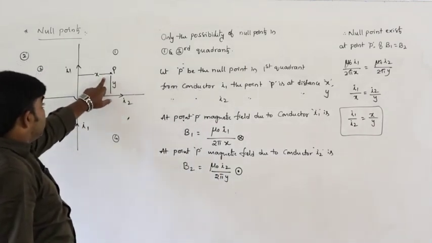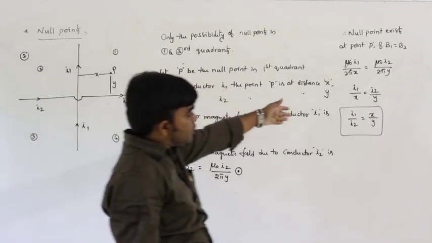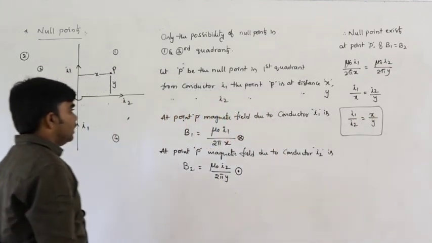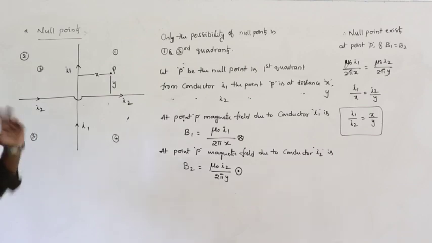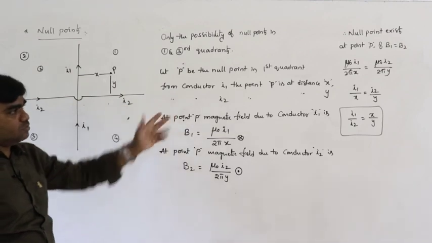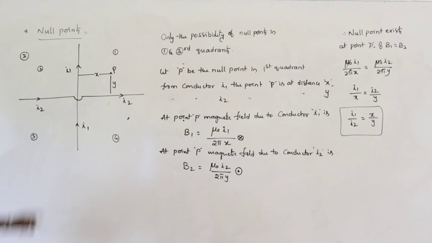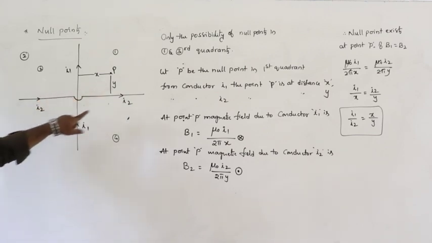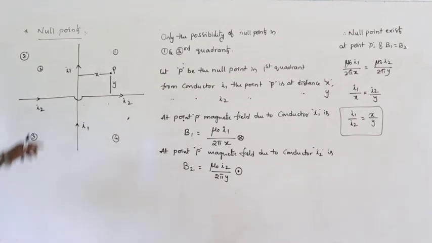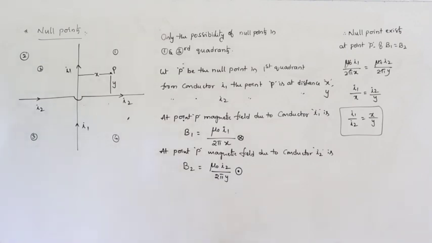At the point P, if the null point exists, then what is the ratio of currents? I1 by I2 is nothing but the ratio of their distances. Ratio of distance is nothing but ratio of their currents. So that's all. This is the possibility of null point in this situation. So only in the first quadrant and third quadrant does a null point exist. In the second quadrant and fourth quadrant a null point does not exist, because here and here both the magnetic fields are in the same direction. Next.